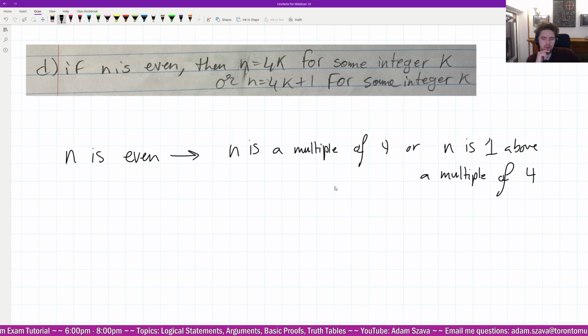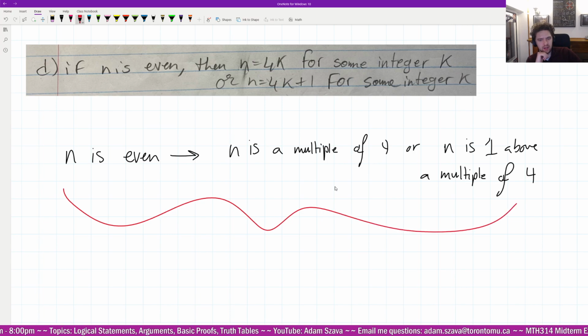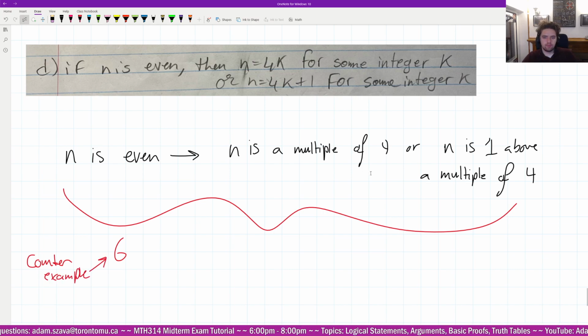Yeah, so that's what we're saying. So this is not true. It's more precise than I was thinking, right? You can just do it by counterexample. 6 is not a multiple of 4. It's also not one off of a multiple of 4. So there we go, that's it. Counterexample. Okay, hopefully that makes sense. Any questions? Feel free to let me know.